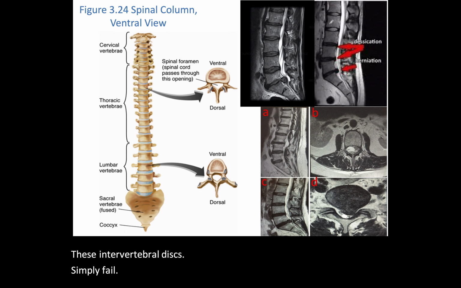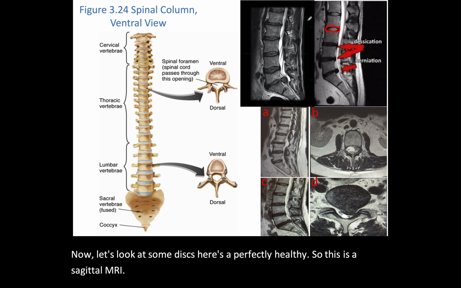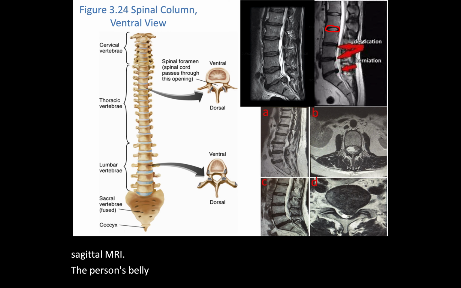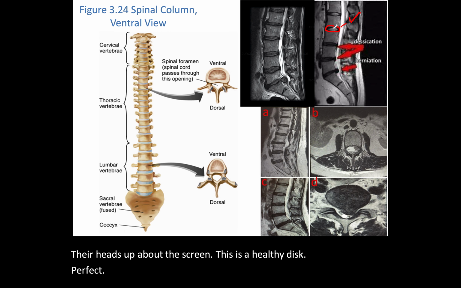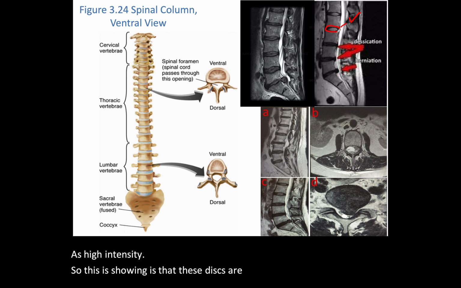Now, let's look at some discs. Here's a perfectly healthy disc. So, this is a sagittal MRI. The person's belly is here. This is their back. This is their rear. Their head's up above the screen. This is a healthy disc. Perfect. You see, in this kind of MR, water shows up as high intensity. So, what this is showing is that these discs are juicy, plump, and moist.